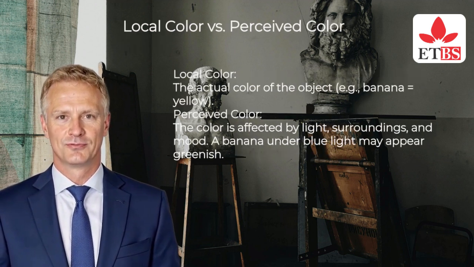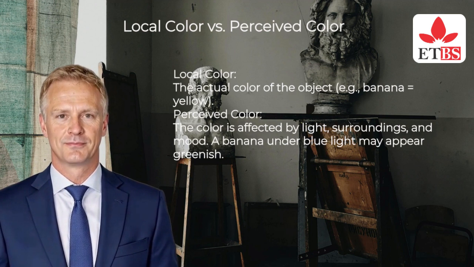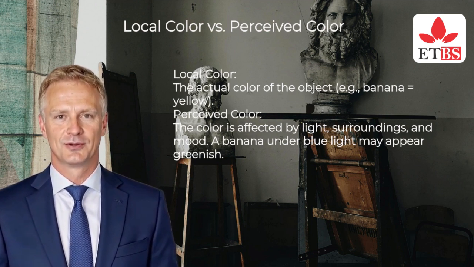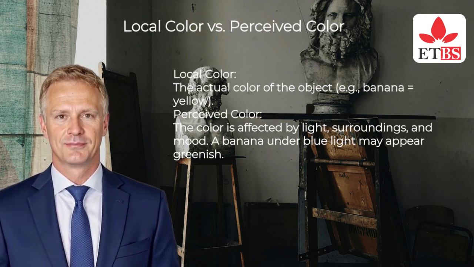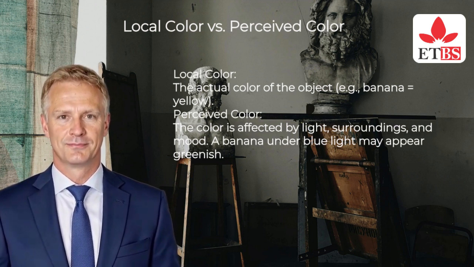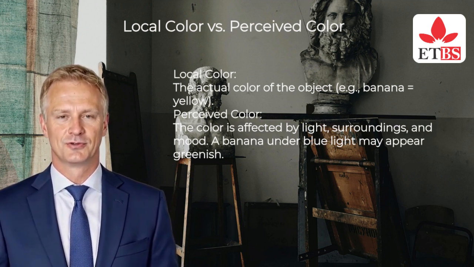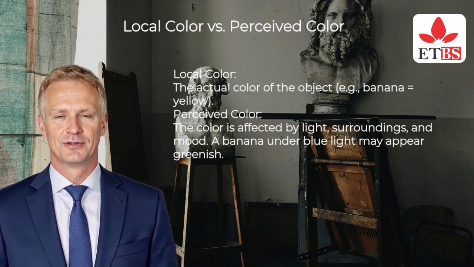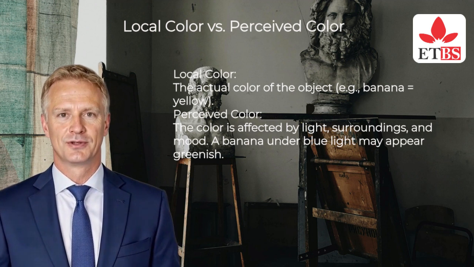6. Local color versus perceived color. Local color, the actual color of the object, e.g., banana equals yellow. Perceived color, the color as affected by light, surroundings, and mood. A banana under blue light may appear greenish. Artists must train their eyes to paint what they see, not what they know. This means observational discipline, subtle color layering, and breaking symbolic assumptions, e.g., apples are not always red.